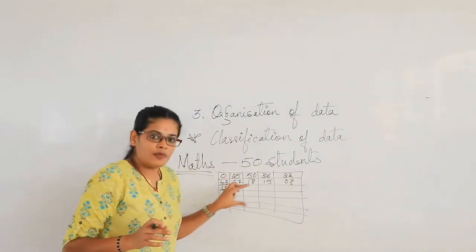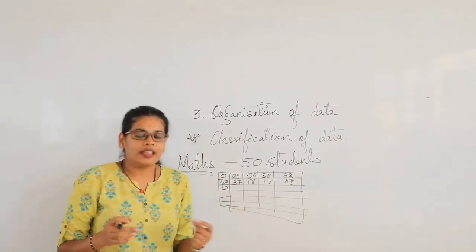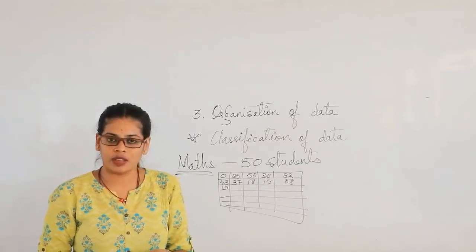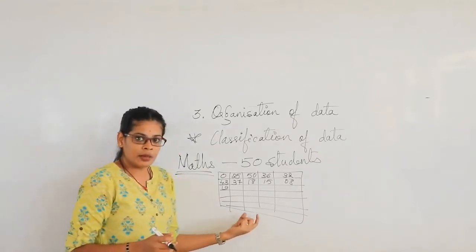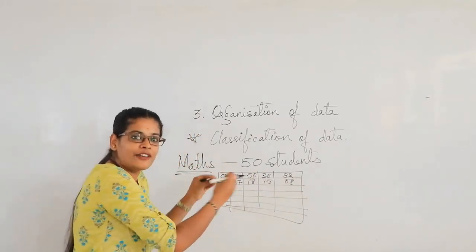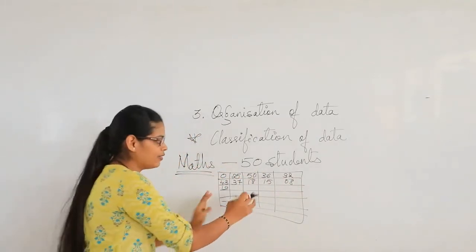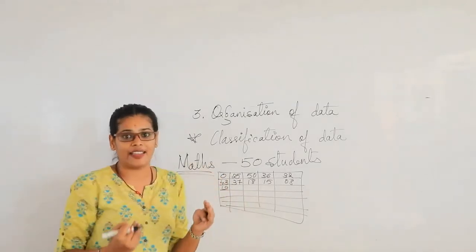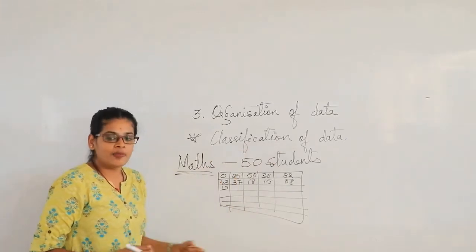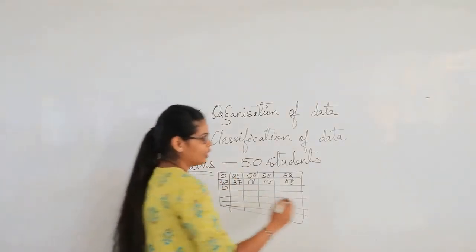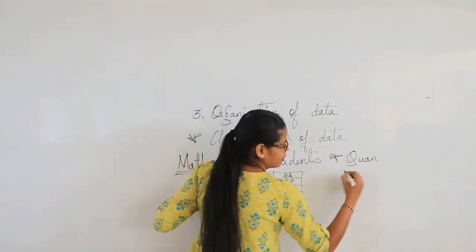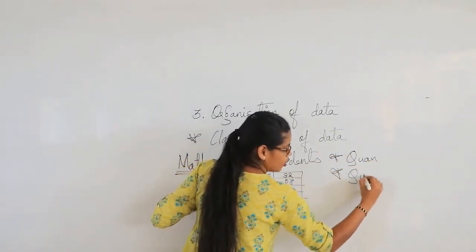With the help of this raw data, can you come to a conclusion? No, right? It's quite difficult because this data is quite confusing, because we have not classified it. That's the reason we have to classify the data. How are we going to classify? There are two methods. One is quantitative, the second is qualitative.